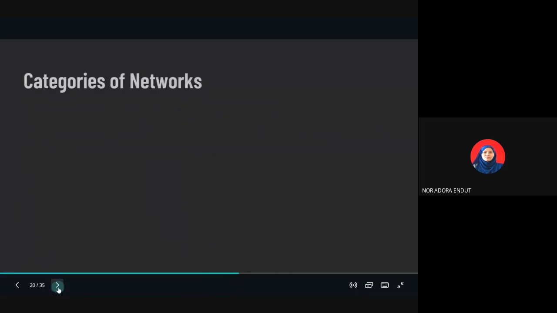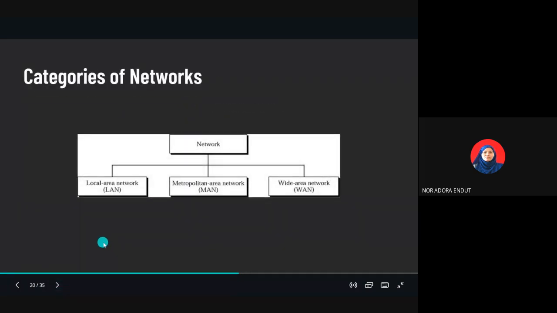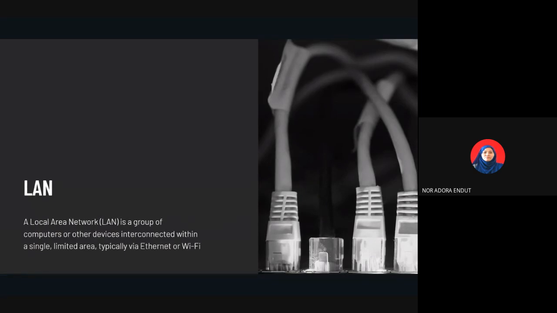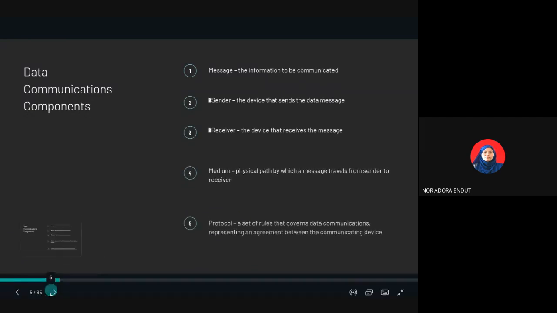Okay, so the next question is categories of network. So yang ni I think you already know lah. Okay, so kita just browse through je lah. So LAN mungkin a specific building ataupun a specific floor kan. So it's limited to a specific area. So that's what we call local area network.